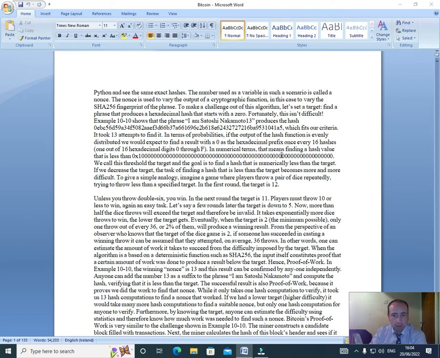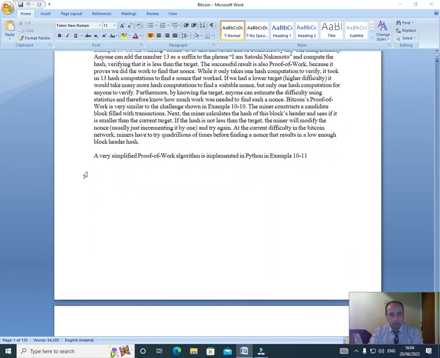In numerical terms, that means finding a hash value that is less than 0x1 followed by all those zeros. We call this threshold the target, and the goal is to find a hash that is numerically less than the target. If we decrease the target, the task of finding a hash that is less than the target becomes more and more difficult. To give a simple analogy, imagine a game where players throw a pair of dice repeatedly, trying to throw less than a specific target. In the first round, the target is 12.